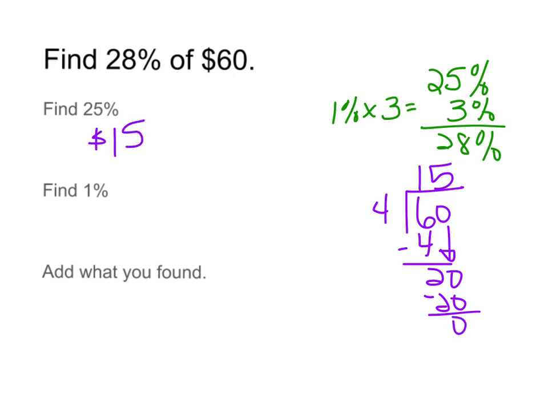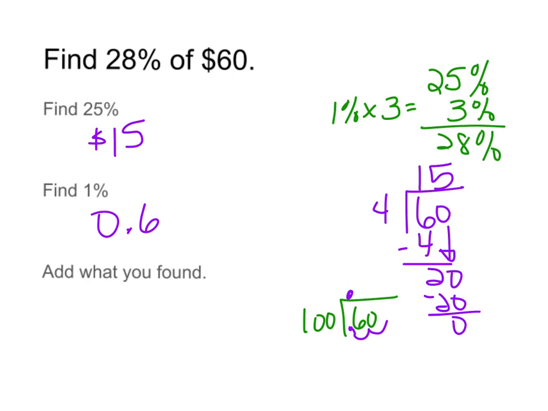So now I'm going to find 1%. And remember, 1%, all we're doing is dividing 60 by 100. And remember, we're moving the decimal 2 times to the left. So I'm going to move this 2 times to the left. So that means this is going to be 60 cents. So now I'm going to go ahead and add what I found.